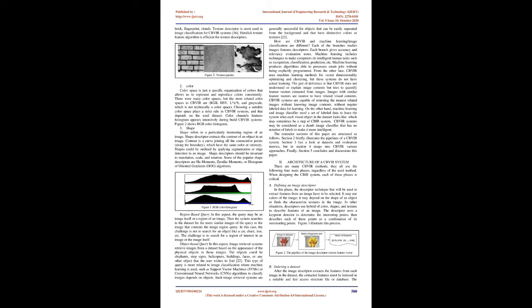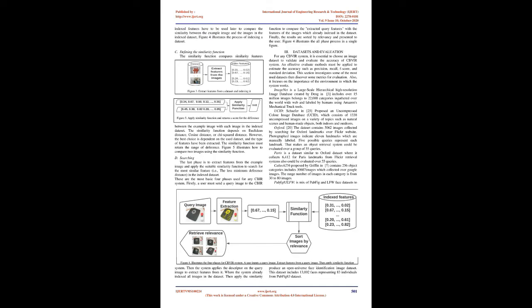On the other hand, machine learning and image classifier need a set of labeled data to teach the system what each visual object in the dataset looks like, which may sometimes be a step of CBVIR system. Spur systems may be considered as a dumb image classifier that has no notation of labels to make it more intelligent. The remaining sections of this paper are structured as follows.